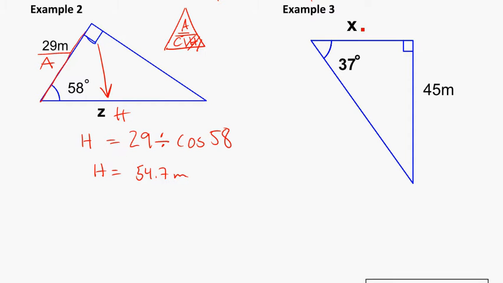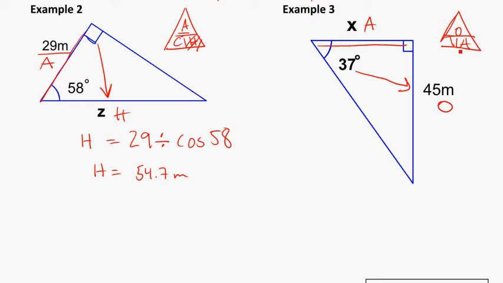Looking at the last example here, we've got, as a first step always, to label what we know and what we don't know. So here I notice that I've got the adjacent side again, because it's touching the angle, it's between the angle that I've been given and the 90 degrees, so that's A. And I also have, in this case, the opposite, because it's across from the angle. It's on the opposite side of the angle we know.